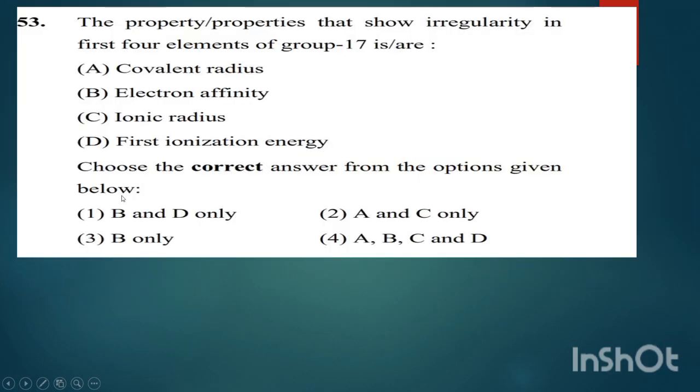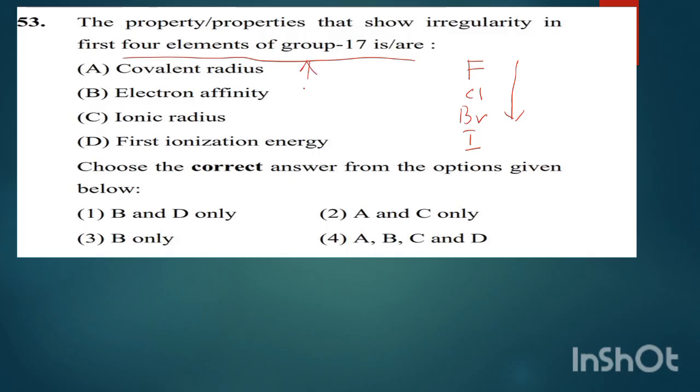Next is properties. Which properties show irregularity in the first four elements of group 17? The first four elements of group 17 are fluorine, chlorine, bromine and iodine. So let's see covalent radius. Down the group, covalent radius increases, so there isn't any irregularity.